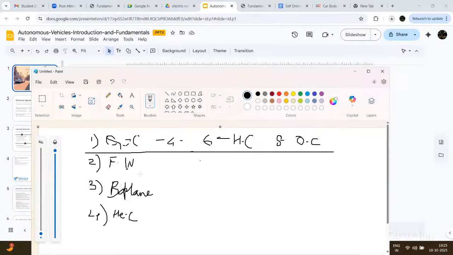Now comes the fixed wing. Fixed wing is nothing but, if you see like this, all the passenger aircraft that we have are fixed wing. It has a wing.